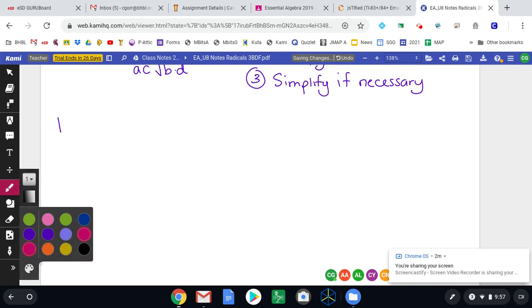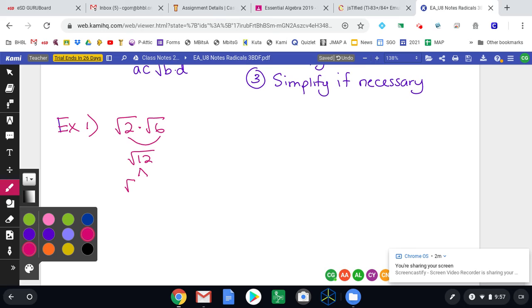So let's say I have something like radical 2 times radical 6. The numbers on the outside are 1 times 1, which gives me a 1. Now 2 times 6 is going to give me a radical 12. Now I'm going to break that radical down into radical 4 times radical 3, which gives me an answer of 2 radical 3.